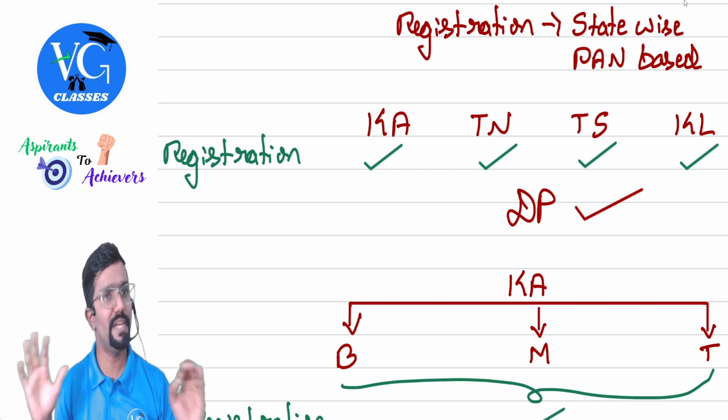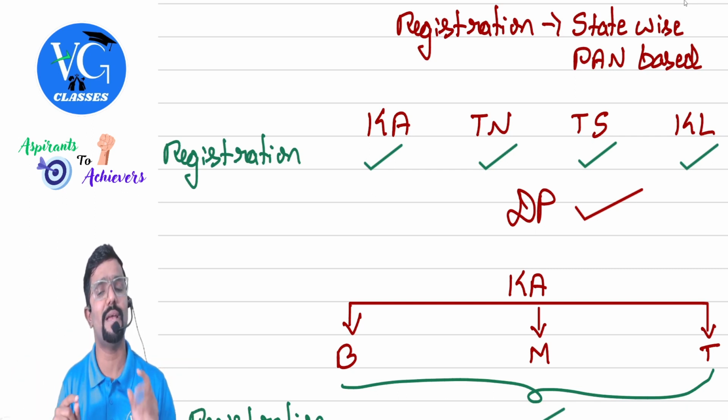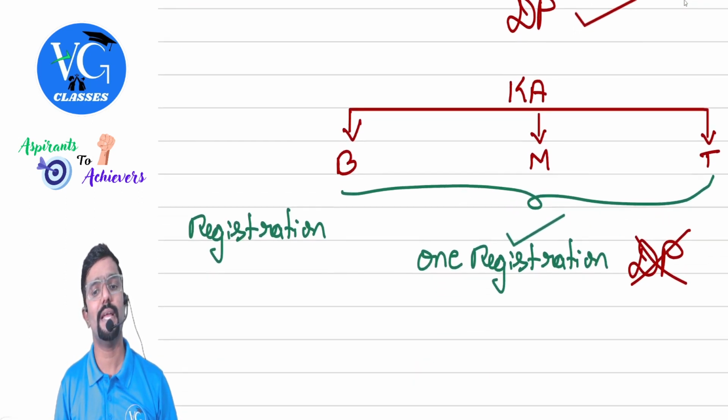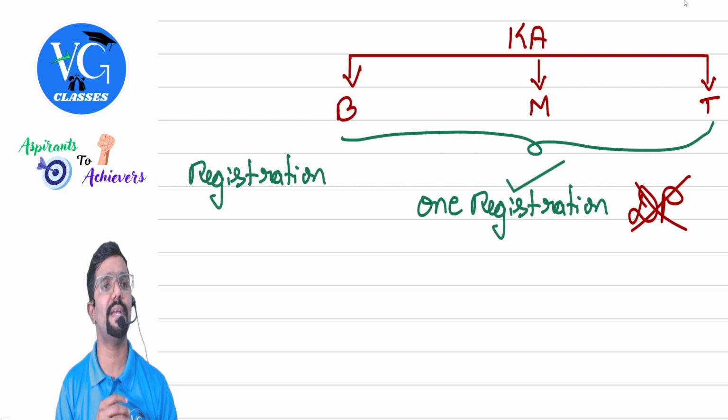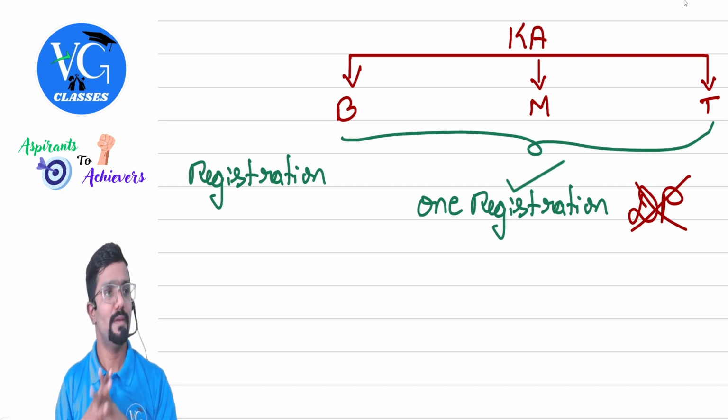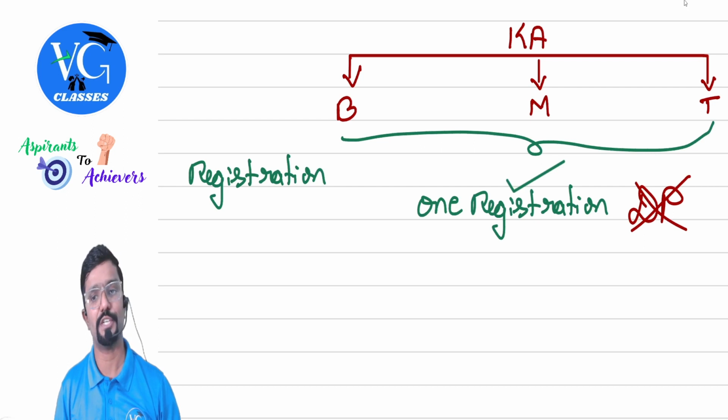So different states means we need to take separate registration, and we treat them as DP, which stands for what? Distinct person. Sir, within Karnataka, I have 3 branches. So all 3 put together, can I take one registration? Yes. Do we call it a distinct person? No. But do I have a choice to take separate registration? Yes. Okay. This is with respect to registration.